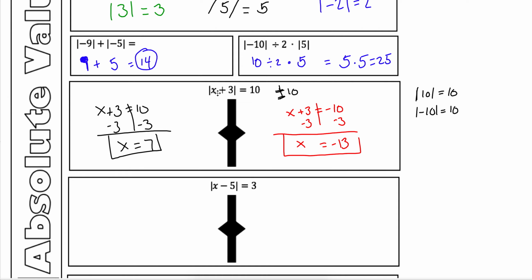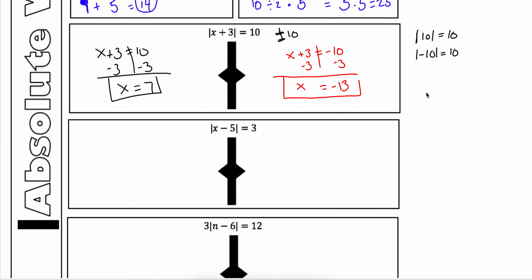Could be either one. Either one of these numbers makes this true. 7 plus 3 is 10, and the absolute value of 10 is 10. Or negative 13: negative 13 plus 3 is negative 10, and the absolute value of negative 10 is still 10. That's why we have to do it 2 times.